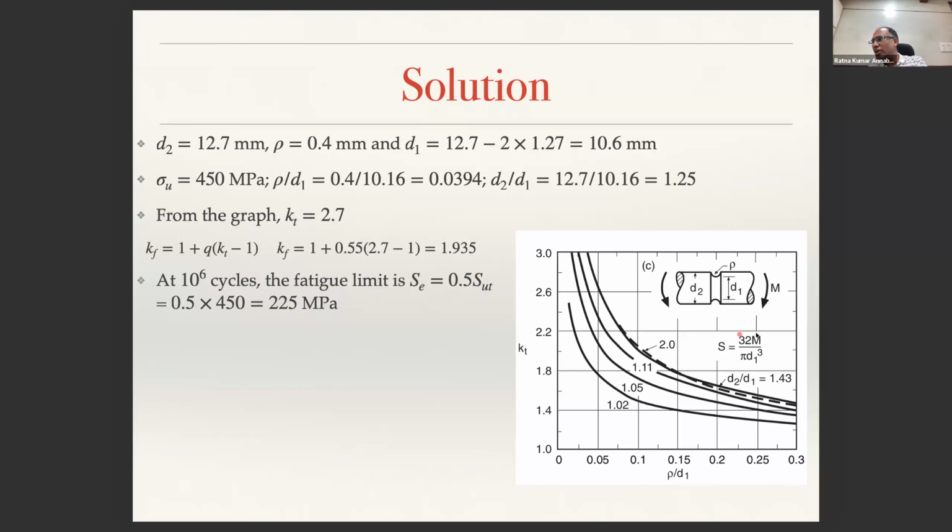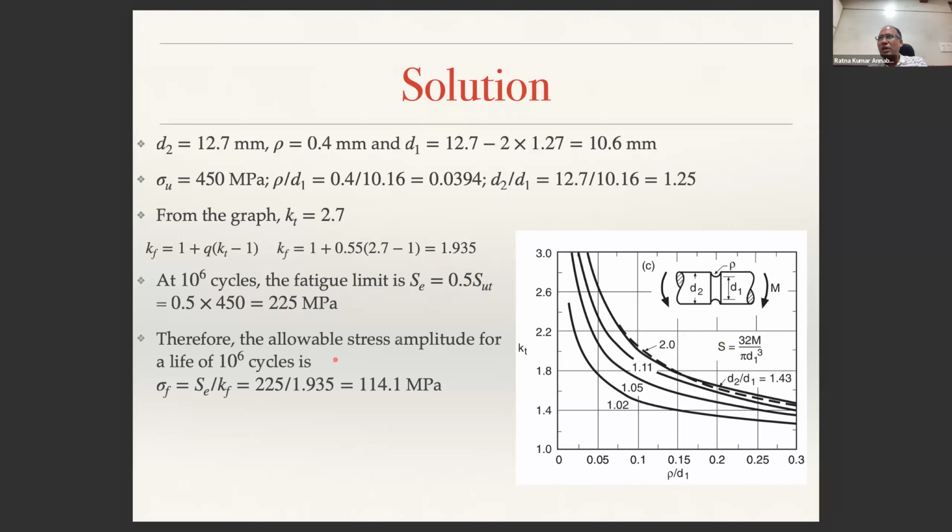Corresponding to 225 MPa, what is my M? So this S is given by 225 MPa. And therefore, the allowable stress amplitude for a life of 10 power 6 cycles will be sigma F equal to SE by KF. You have to take this into account. That is 225 by 1.935, 114.1 MPa. You plug that into this equation, because that is 114 MPa, and then you will calculate M. So the bending moment that corresponds to 10 power 6 cycles in this scenario is 11.74 Newton meter.